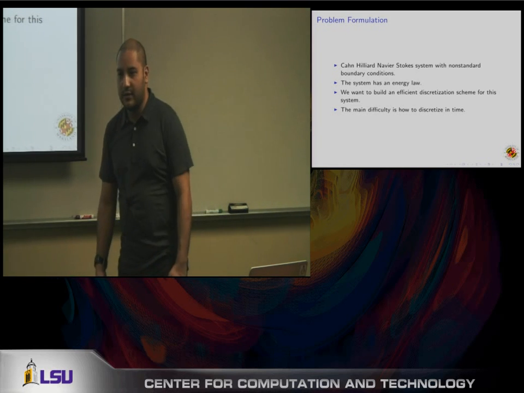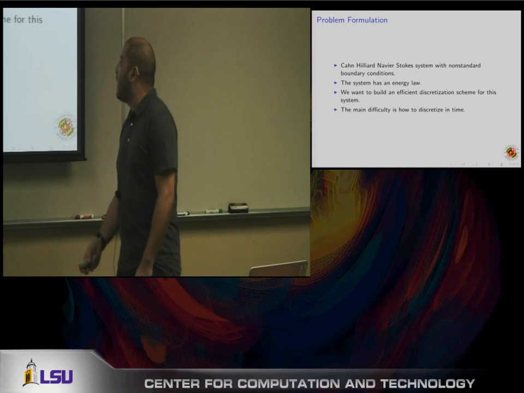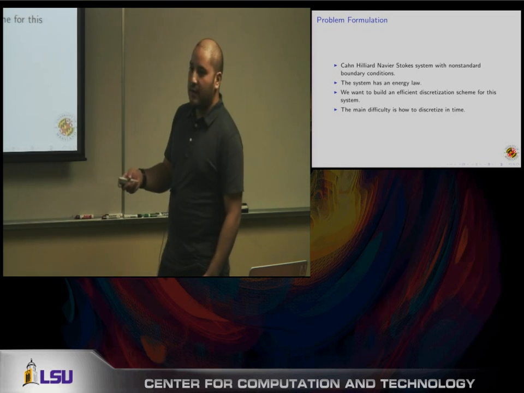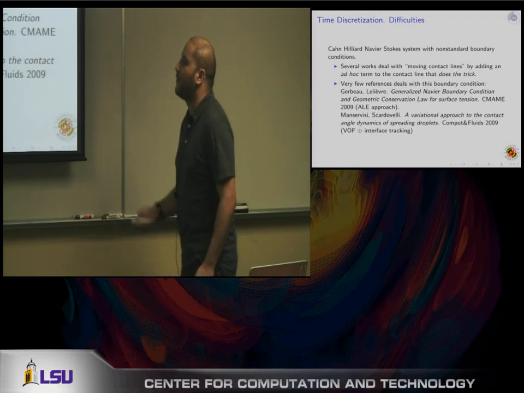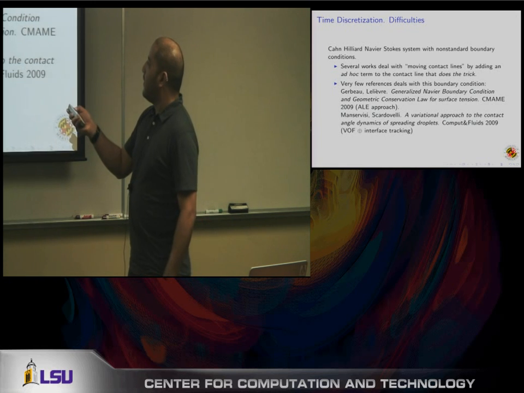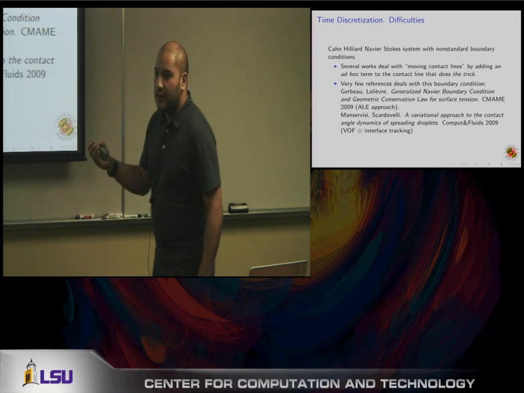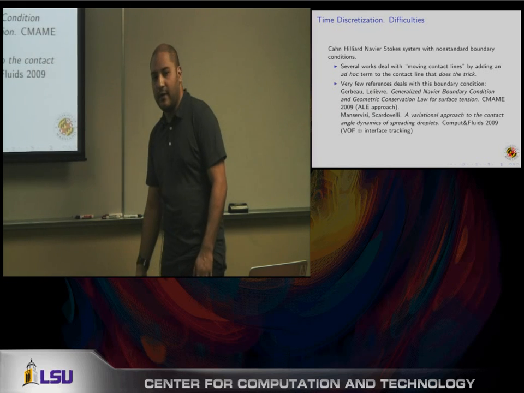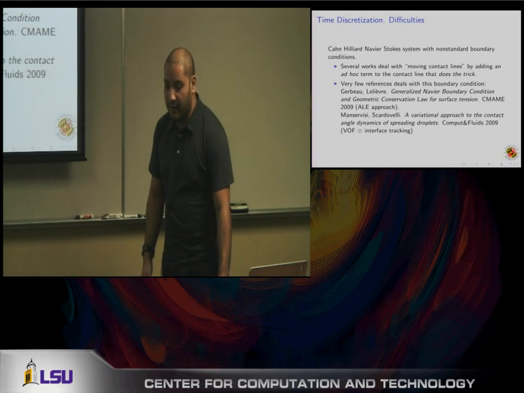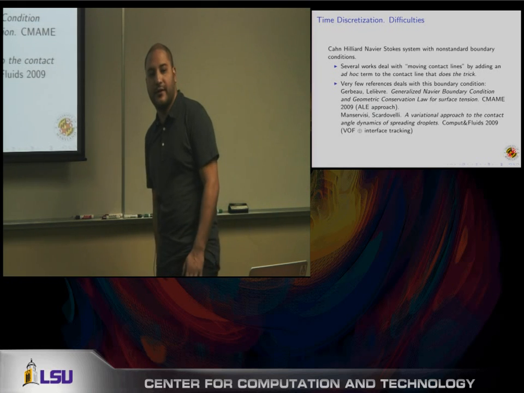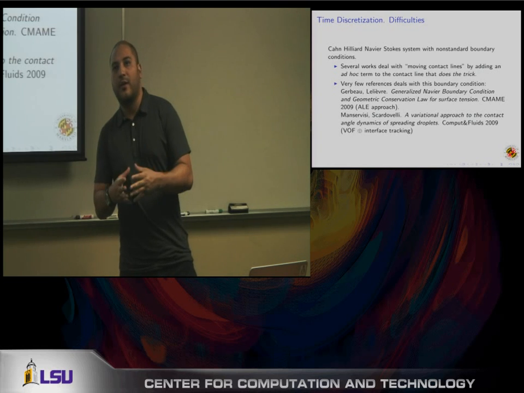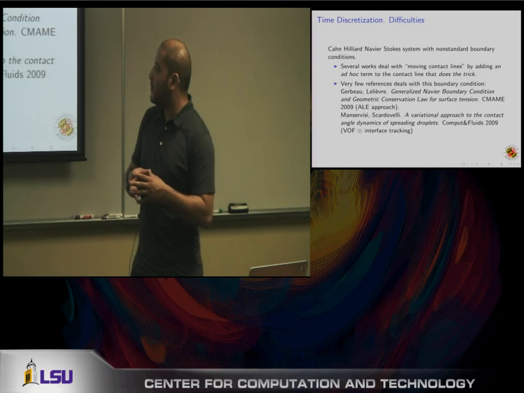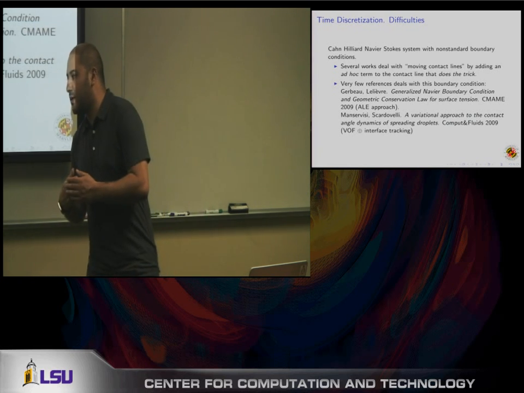In space, there's nothing difficult, Galerkin finite elements, but in time, there are a lot of difficulties, and let me explain which ones they are. Well, first, this boundary condition, the generalized Navier boundary condition, is something very non-standard. It's actually very controversial as well in the literature, because the reason why this boundary condition was introduced was to solve the so-called contact line paradox.